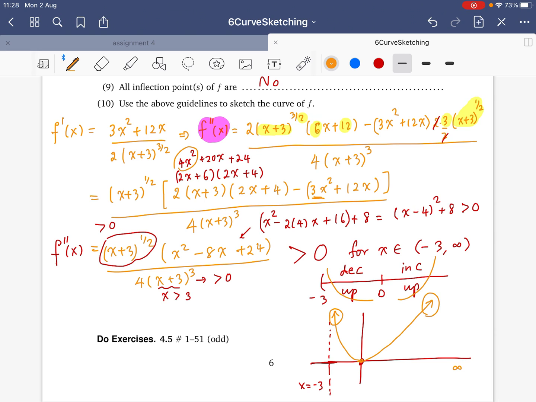So we hope that throughout these 6 examples you may see some of the problems, and you may already follow the work that we worked together. However, in order for you to be able to do it by yourself, you must do exercise 4.5 from number 1 to 51, but you can just choose the odd problems to do. So let's try it by yourself to see how difficult you find considering the f prime, f double prime, and then all the increasing intervals, inflection points, and all that kind of thing.